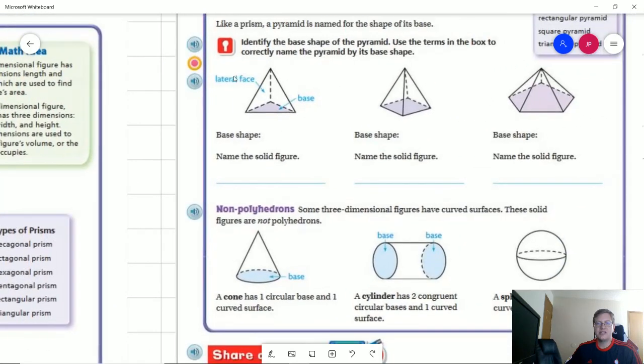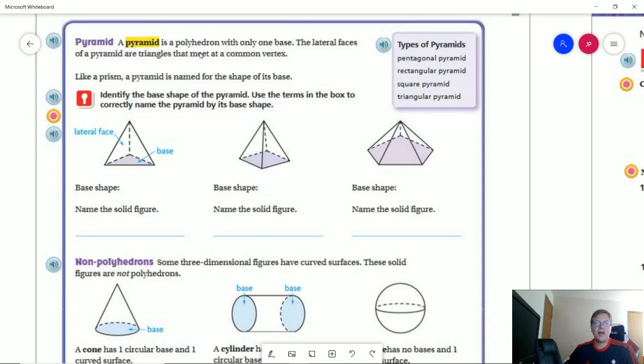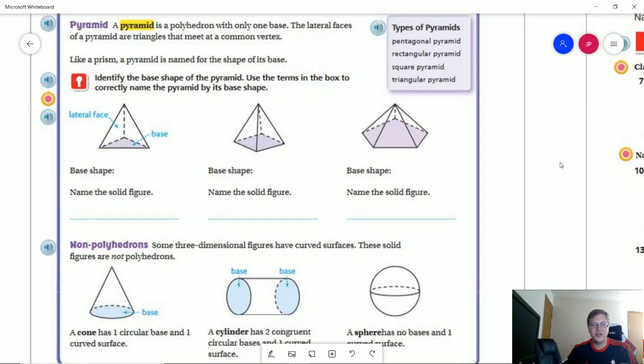So let's go on to pyramids. Pyramids are polyhedrons. So again, polyhedron is going to be our three-dimensional figure. The proper term we would use for math is polyhedron. I will usually refer to it as a three-dimensional figure. So we're going to have the triangle being the base here.